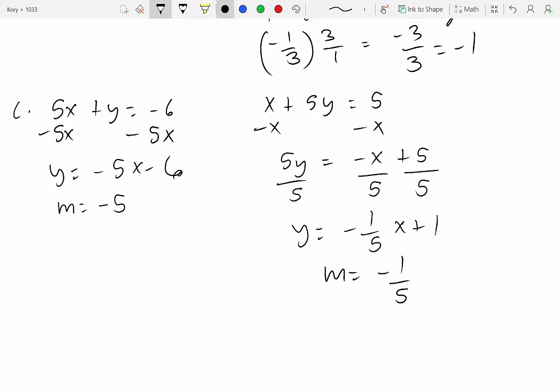Now, these aren't perpendicular because they're not opposite signs. They're both negative, and they're not identical, so they're not parallel. They're neither.